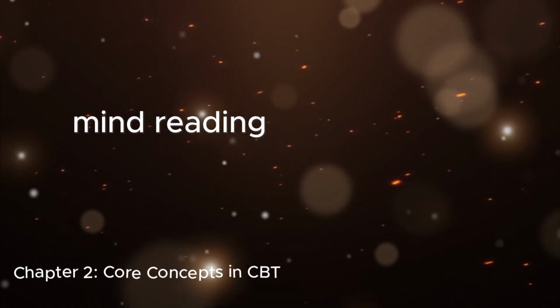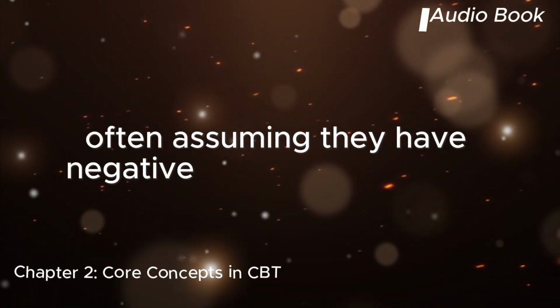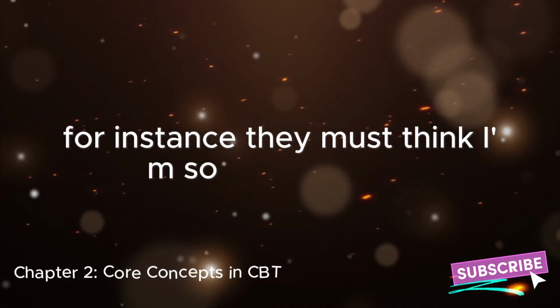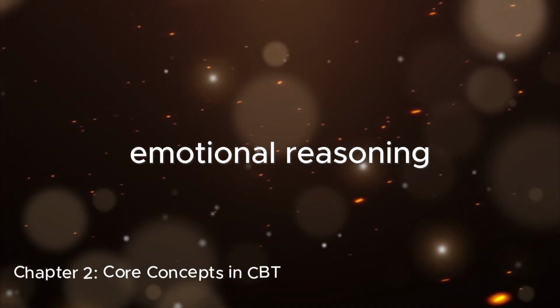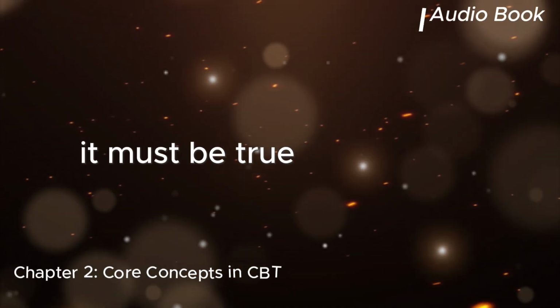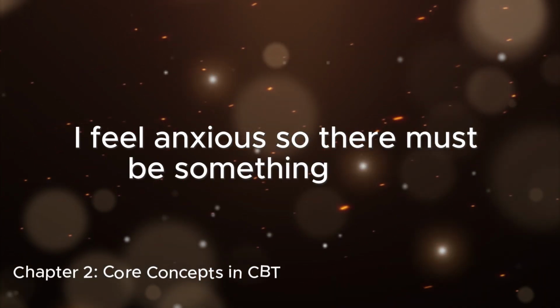Mind reading, assuming you know what others are thinking, often assuming they have negative thoughts about you. For instance, "They must think I'm so incompetent." Emotional reasoning, believing that because you feel something, it must be true. For example, "I feel anxious, so there must be something wrong."